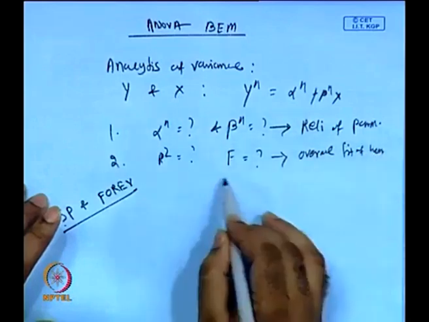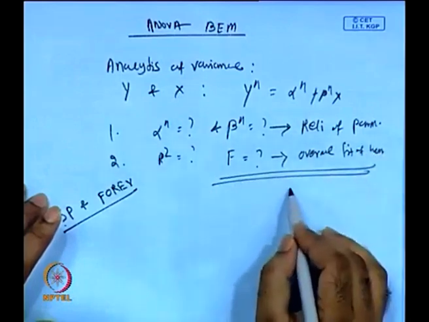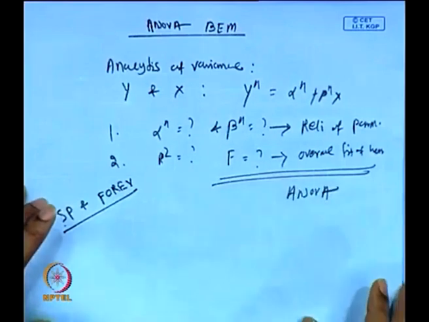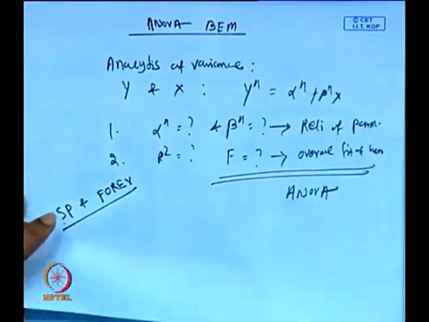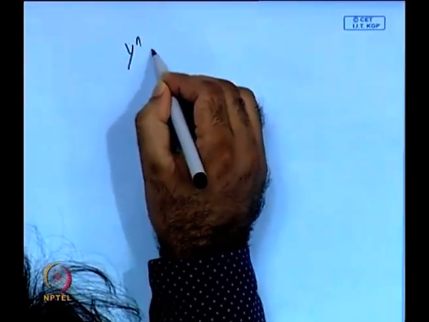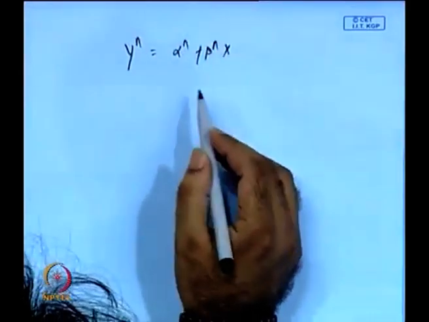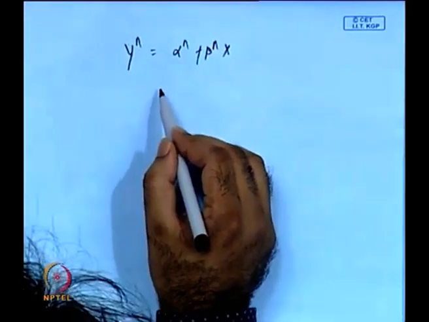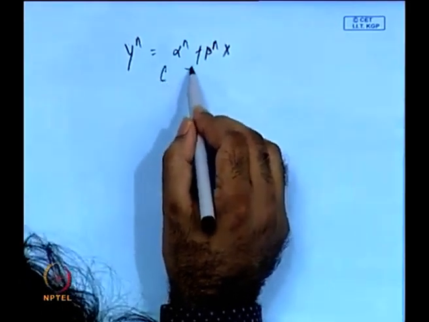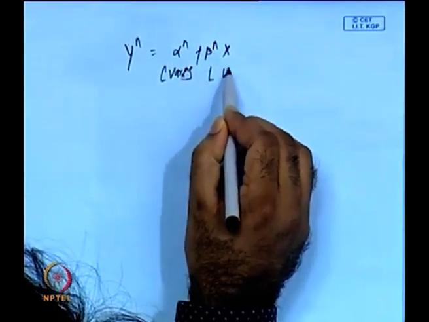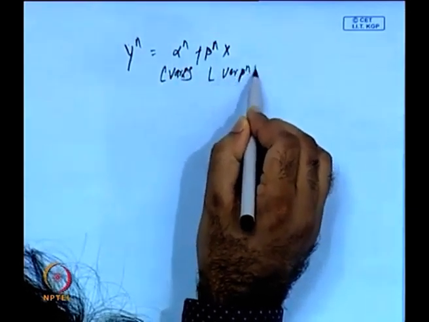This overall fitness of the model test is otherwise known as ANOVA. Okay. So, what is this ANOVA structure? Once you have the estimated model, y hat equal to alpha hat plus beta hat x, then the model information must have the structure we like to have, which is nothing but variance of alpha hat, then variance of beta hat.